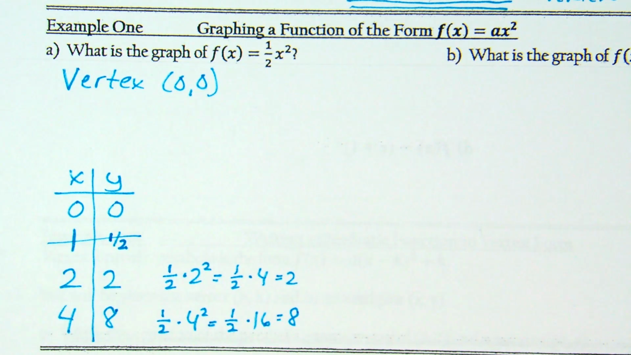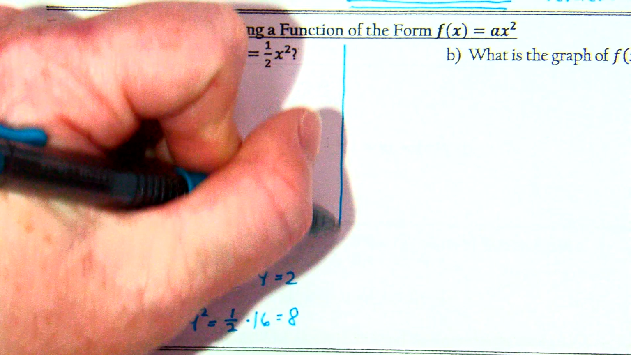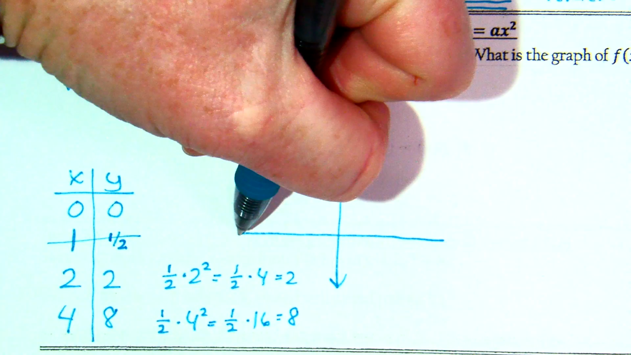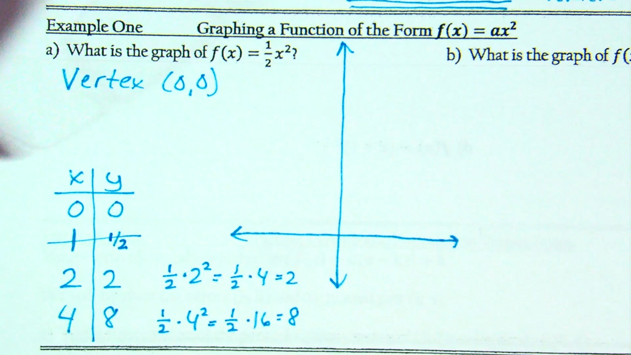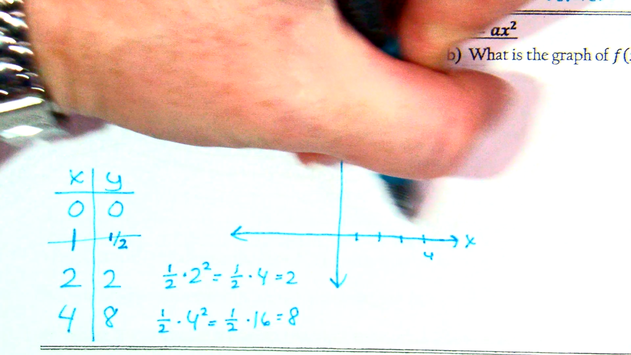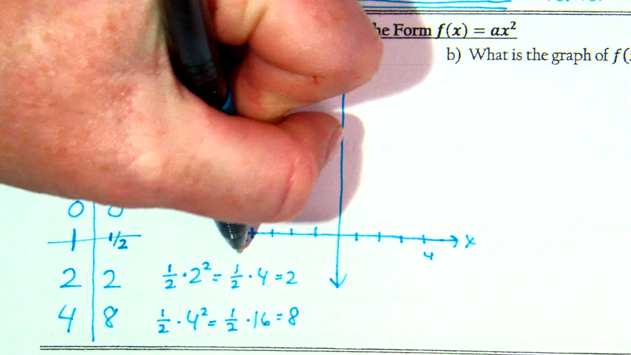I'm going to set up my graph. Now, as I set up this graph, you will notice I'm setting up my x-axis low because all of my y values are going up. So I know my whole graph is going to be above the x-axis. When I label here, I'm going to label out to 4 left and right because I know I have to be able to go out to 4. And I'm going to label up to 8.